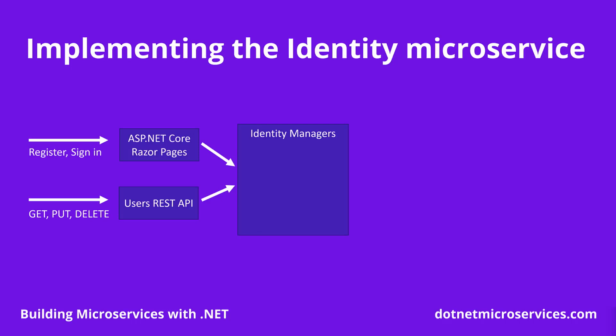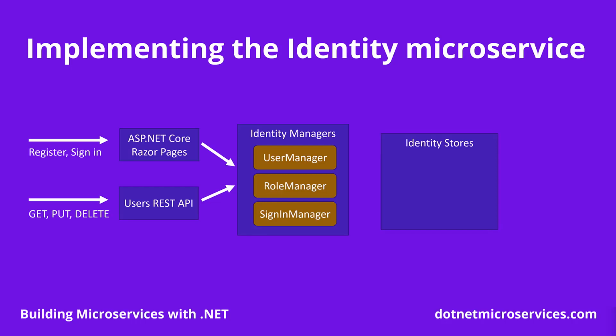For instance, you can use the user manager to perform all the usual CRUD operations involving our users, the role manager for all operations involving roles, and the sign-in manager to perform user sign-in, sign-out, and a few other operations. These identity managers interact with what we call identity stores, which are concrete data access implementations to interact with a specific data store provider. ASP.NET Core Identity comes with built-in stores based on the Entity Framework Core Object Relational Mapper, which by default is configured to store data in a SQL Server database.